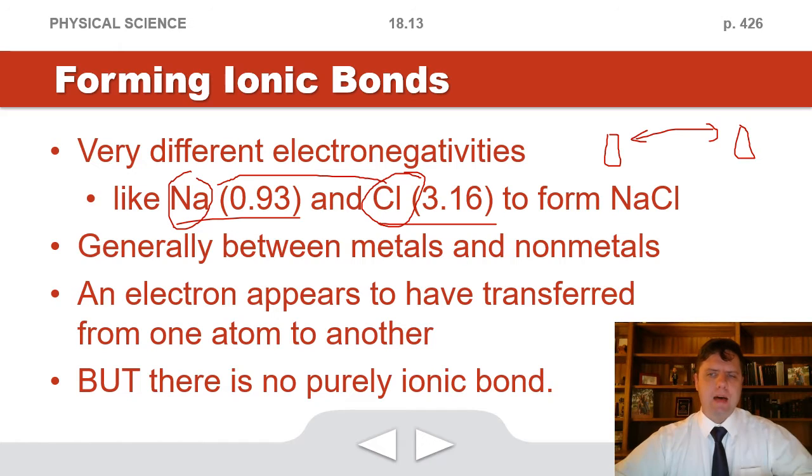Remember, in order for it to be a bond, there has to be some amount of sharing of the electron, otherwise they're not bound together. So sodium still has some pull on the electron, but chlorine is really pulling at it a lot more than sodium is. So it's an unequal sharing, a very strongly unequal sharing, but there's still some amount of sharing even in an ionic bond.